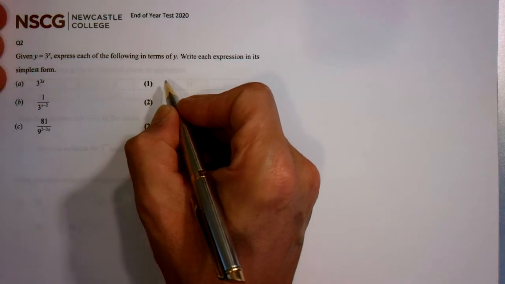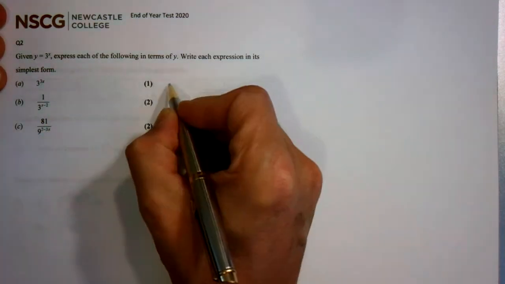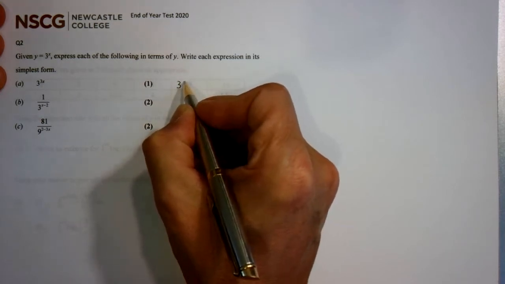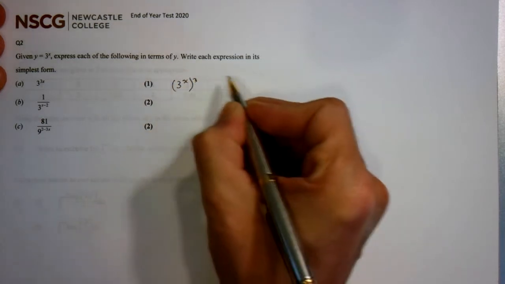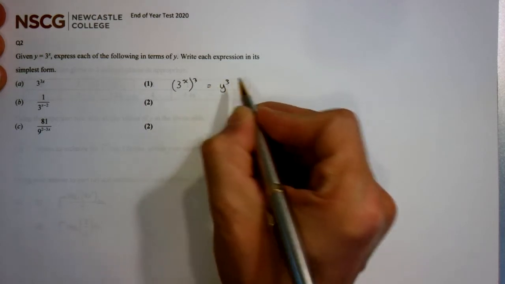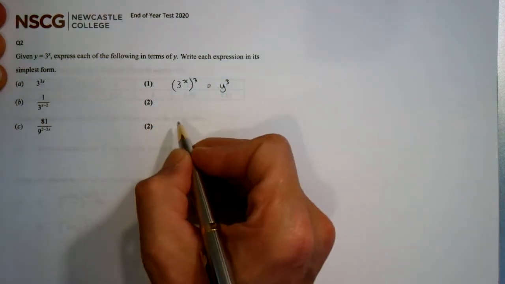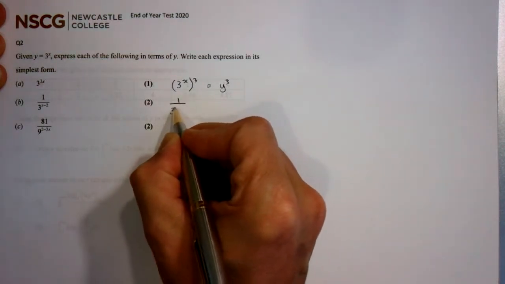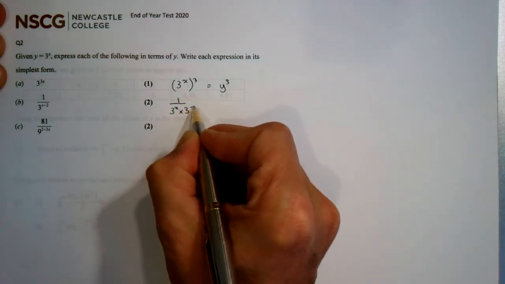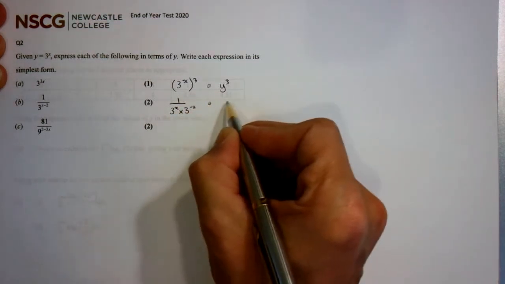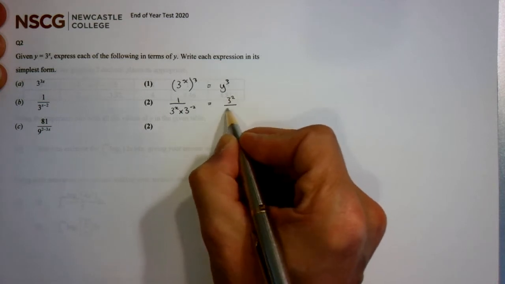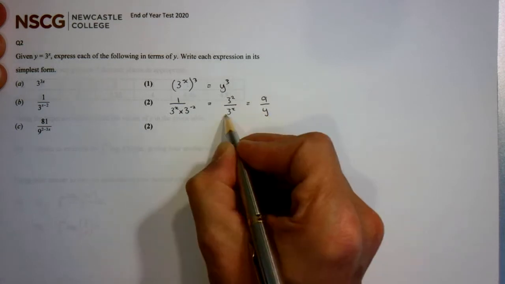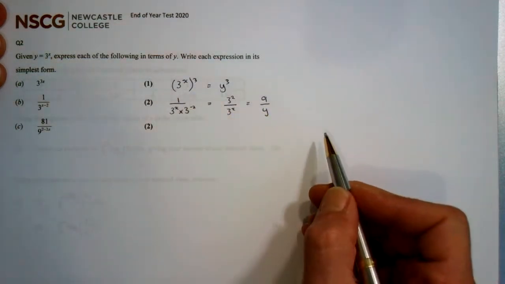3 to the power of 3x is the same as, let's write the answers over here. 3 to the power of 3x is 3 to the power of x, cubed, and that's equal to y cubed. 1 divided by 3 to the power of x minus 2 is the same as 1 divided by 3 to the power of x times 3 to the power of minus 2, and that's equal to 3 to the power of 2 divided by 3 to the x, and that's equal to 9 divided by y, because y is 3 to the power of x.